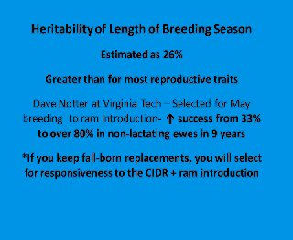That means if you keep fall-born replacements, then you'll select for responsiveness to the cedar and to ram introduction. But if you let that dollar that's available for those lambs convince you to sell those ewe lambs instead and to save your ewe lambs from spring breeding, then you're not going to make any progress in increasing responsiveness in your flock.